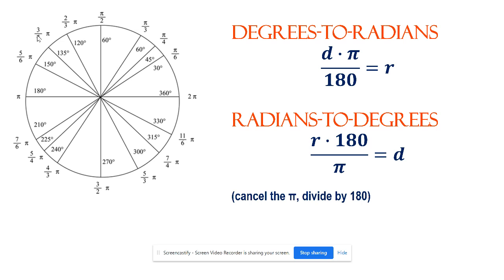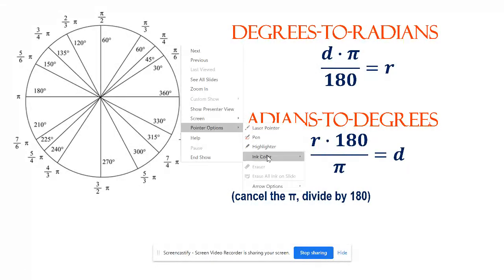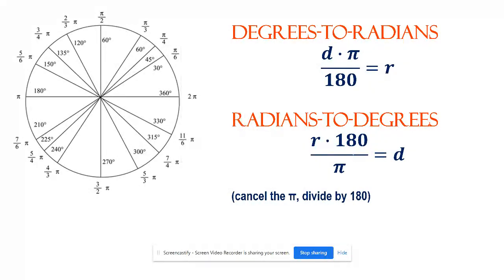Okay, here's how we change degrees to radians and radians to degrees. What we want to do is set up a proportion. For an example of degrees to radians, I'm going to pick the angle measure 135. I need to set up a proportion with 135, and to do that, I need a measure of degrees and radians that is the same. So I'm going to use 180 and pi. Those are equal. They measure the same amount.